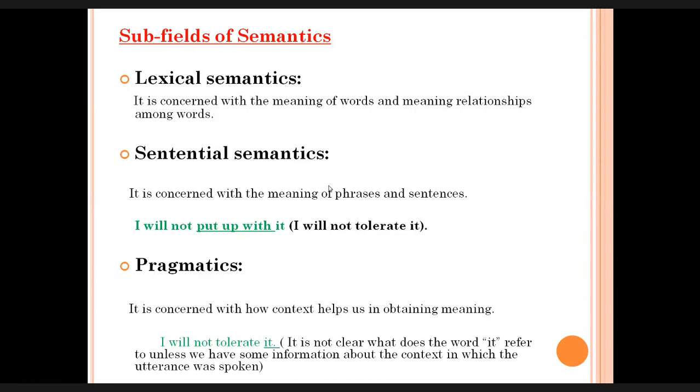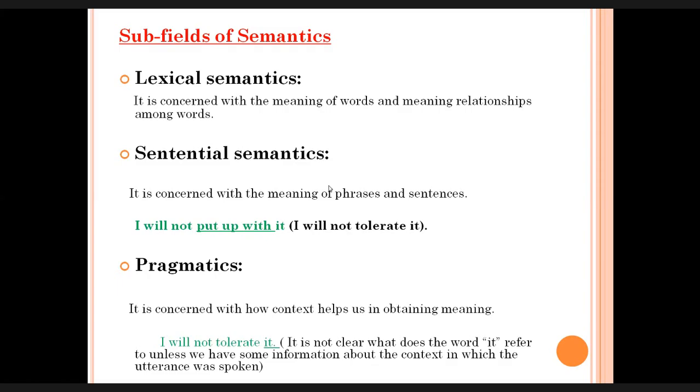The sentences before and after will show what it refers to. So the meaning of it is not clear here. Lexical semantics cannot help you. Sentential semantics will not help you. No dictionary can help you with what it refers to. So you need to look at the context in which this utterance was spoken.